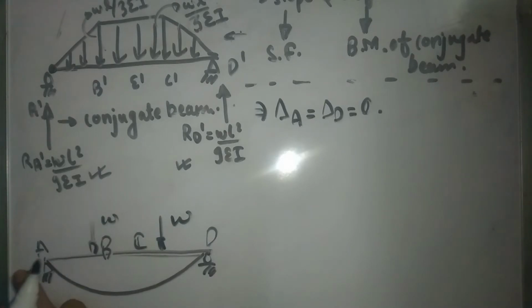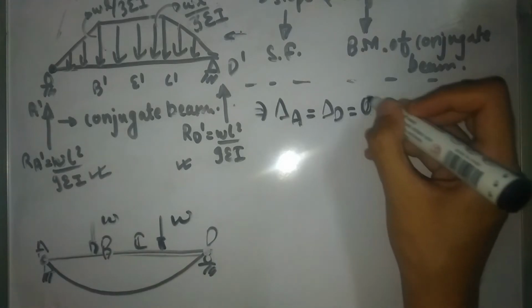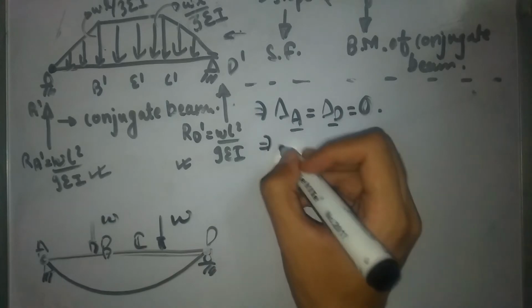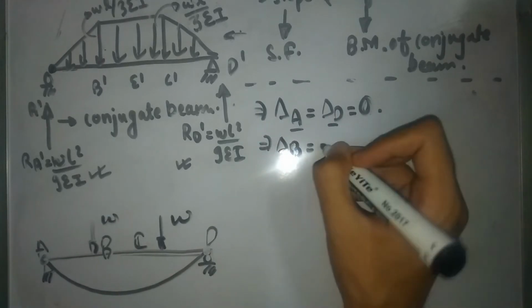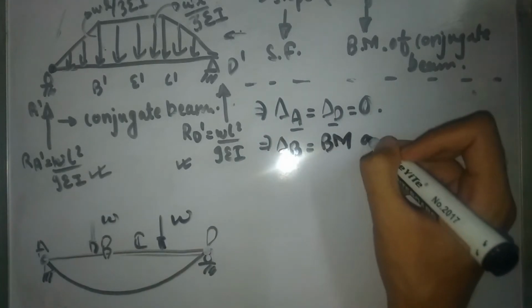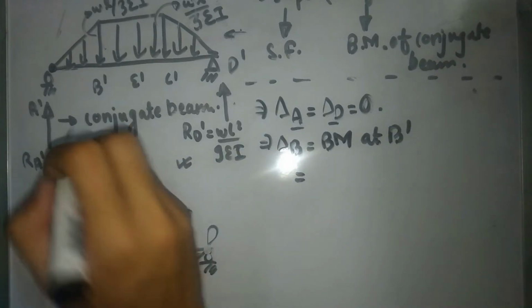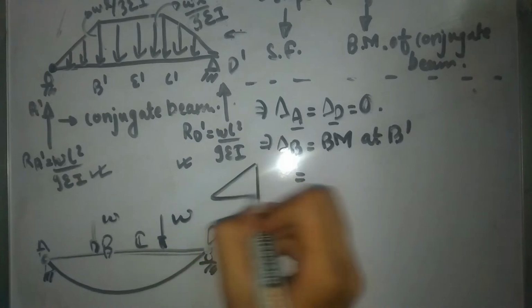So as you can see, there is no deflection or particle displacement at points A and D. So my deflection at points A and D is 0. Now, in order to calculate my deflection at point B, delta B equals the bending moment at B' of my conjugate beam. So let me draw this figure.